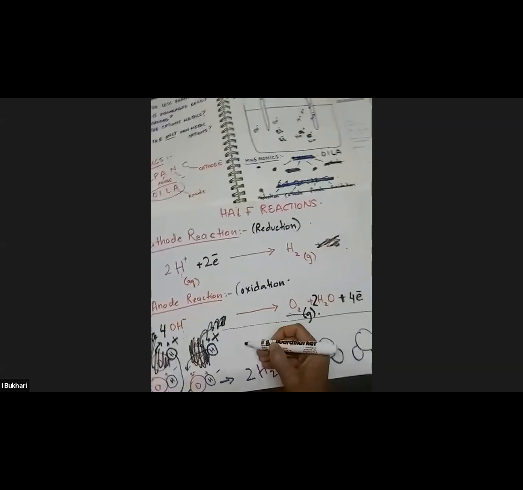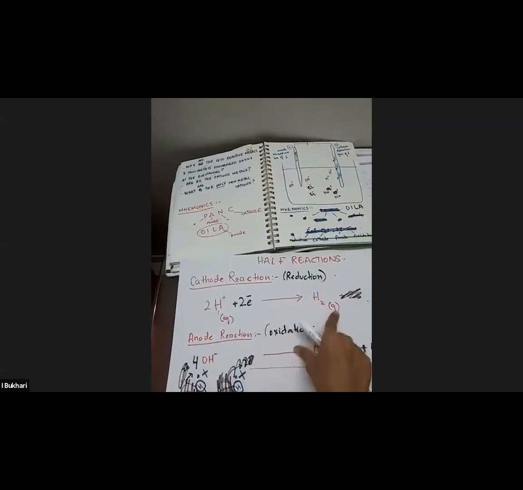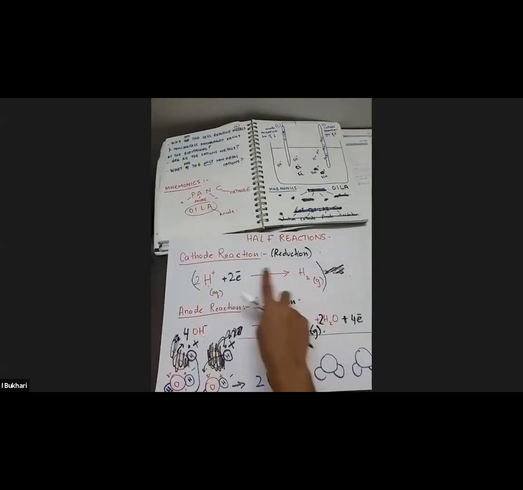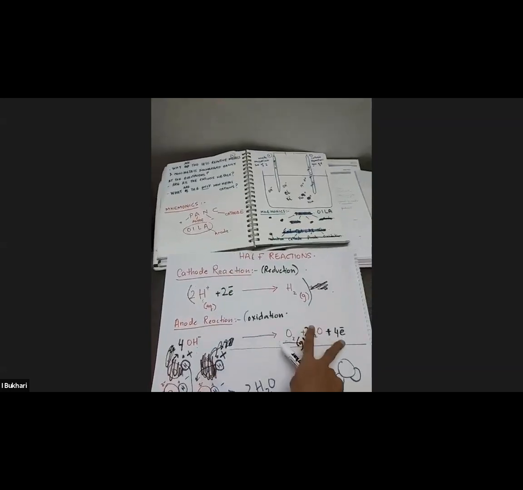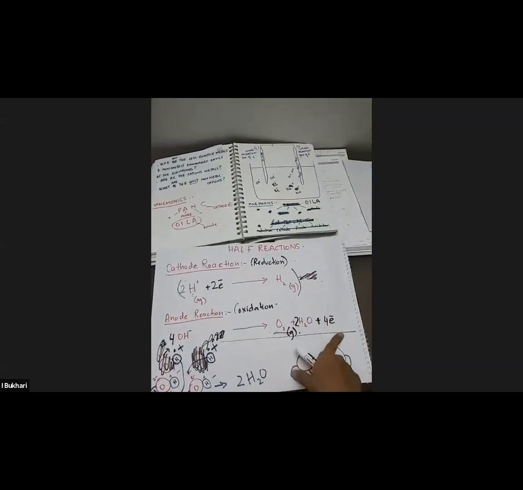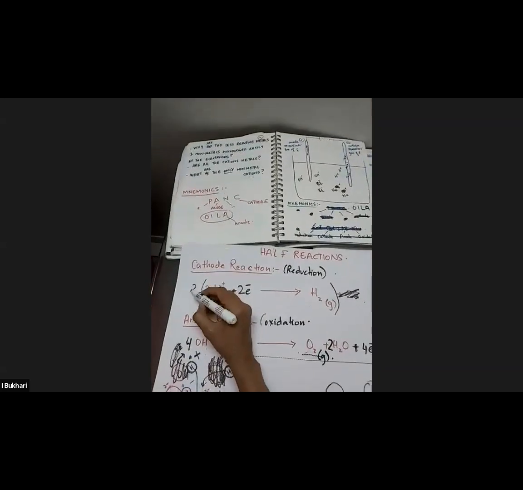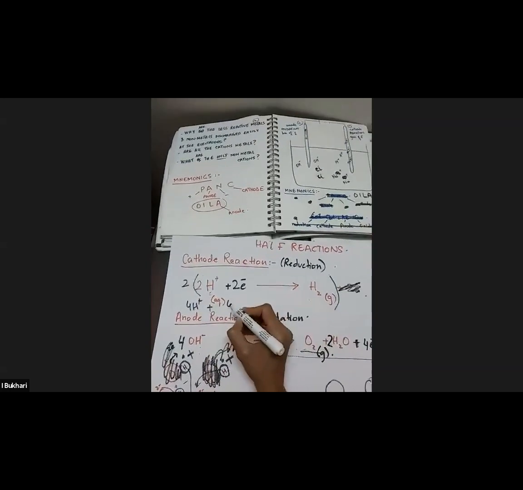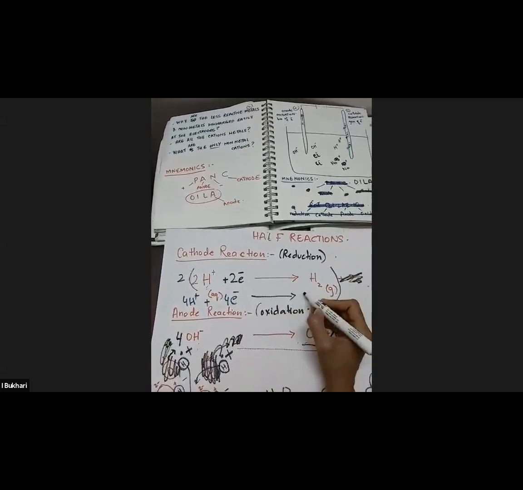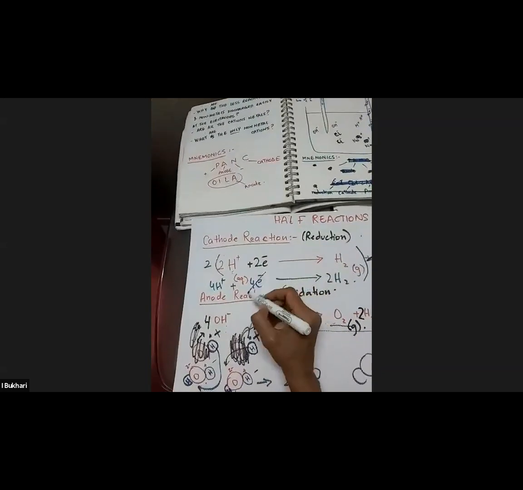Okay, now there are 4 electrons here and 2 electrons here. If I multiply this whole thing by 2, because for balancing, remember, the electrons gained should be equal to the electrons lost. In a redox reaction, the electrons gained should be equal to the electrons lost. So these are 2 and here I have 4. So I multiply this by 2. Now I have 4 hydrogen ions and 4 electrons, giving me 2 hydrogen molecules. So 4 electrons and 4 electrons cancel here.